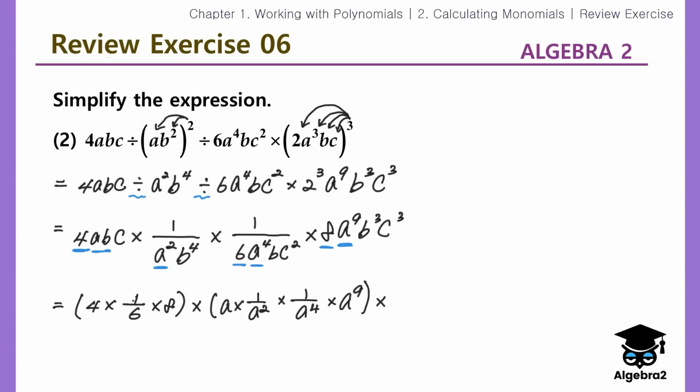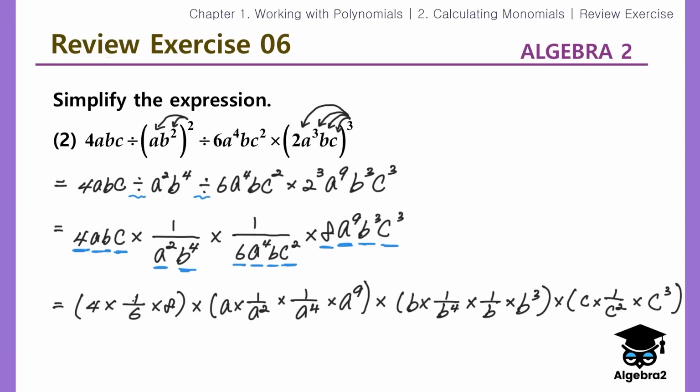We have b, 1 over b to the 4, 1 over b, b cubed. So let's write b times 1 over b to the 4 times 1 over b times b cubed. Lastly, c. Finally, c, right? For c, we have c, 1 over c squared, c to the power of 3. So that's going to be times c, 1 over c squared times c cubed.